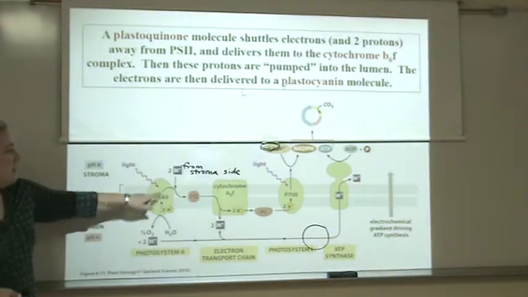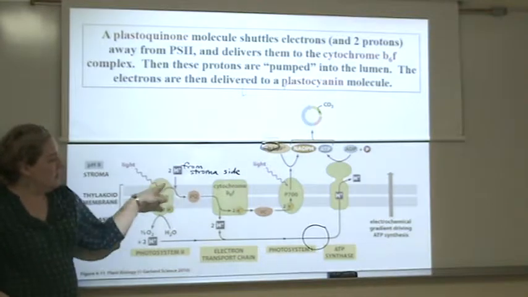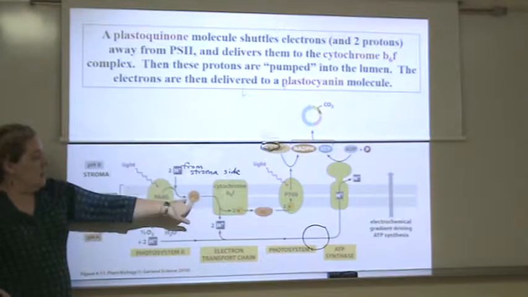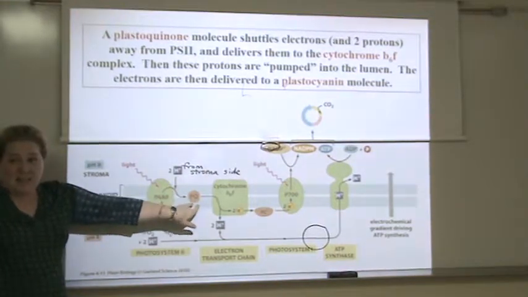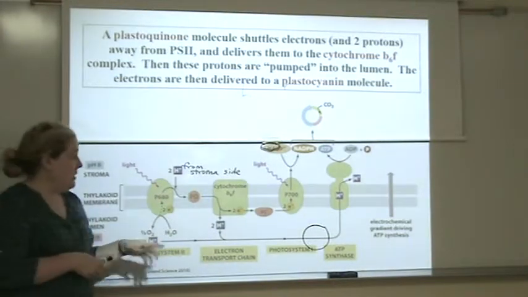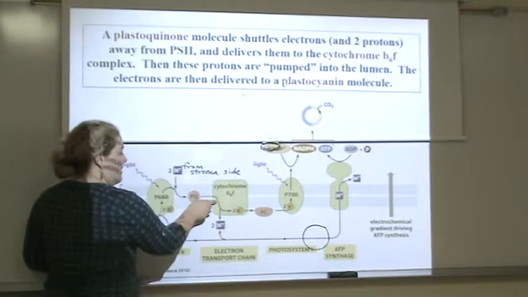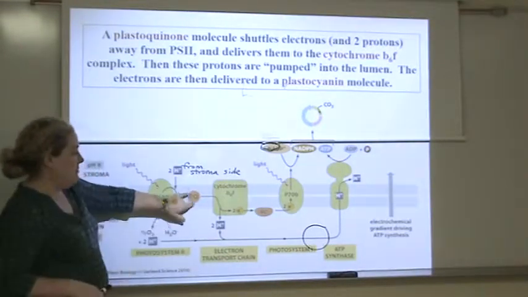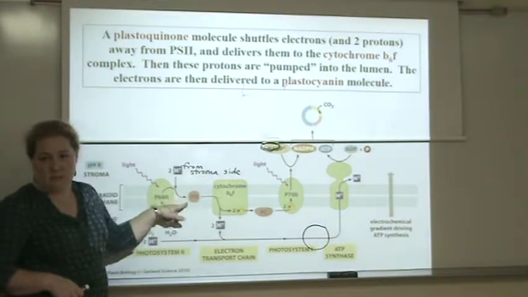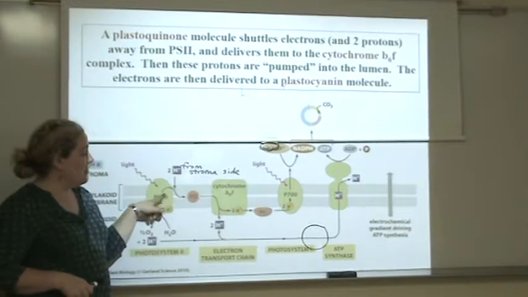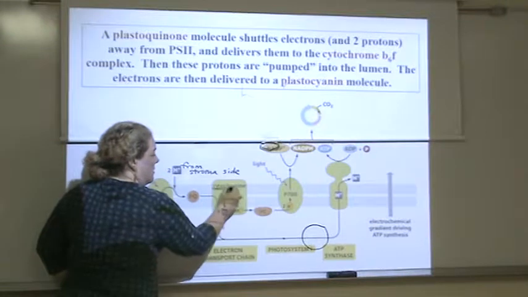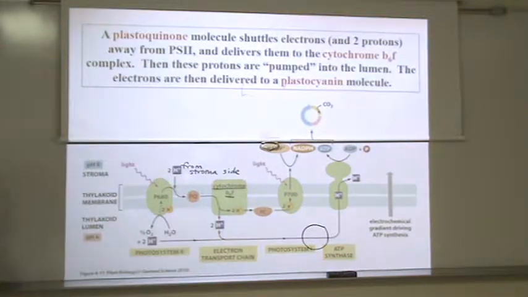It's very intentional that the protons that are being passed on to plastoquinone are coming from this side. So once plastoquinone has the electrons and the protons, it's reduced. It's holding electrons, and it diffuses within the membrane. It never leaves the thylakoid membrane. It's hydrophobic, and it can drift laterally, but it doesn't leave the membrane. And it will donate electrons onto the second component, which is cytochrome B6F.